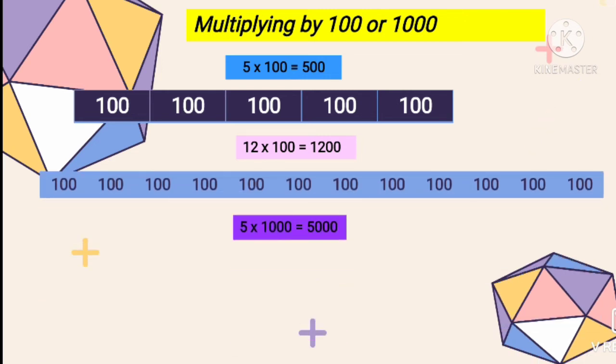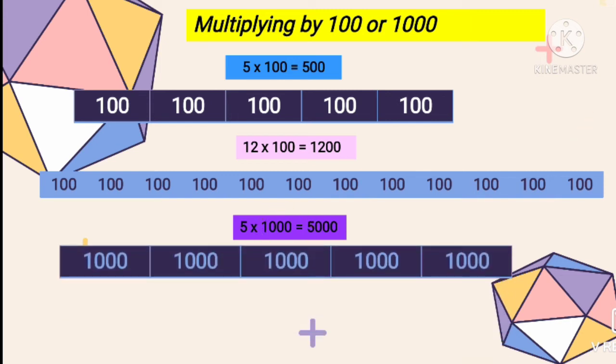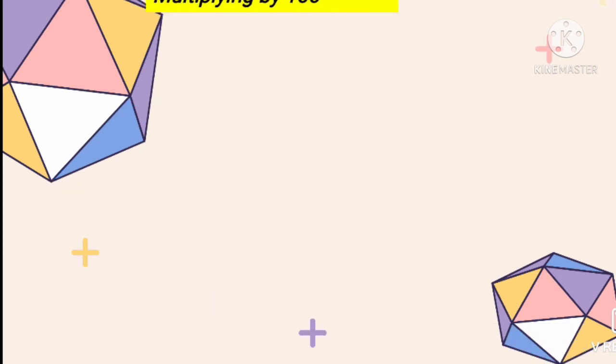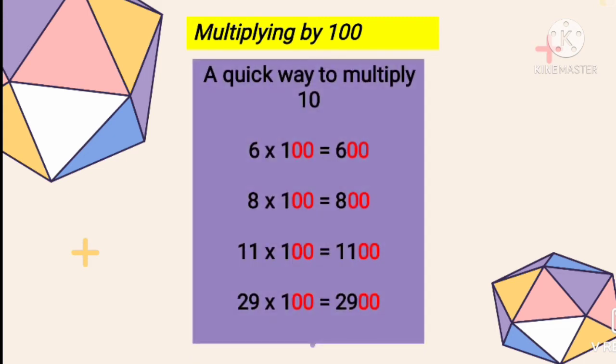1200. Now, 5 times 1000. It means you write down 5 and add with 3 zeros because 1000 has 3 zeros on it. So the result is 5000. Now 7 times 1000. You write down 7 and you add with 3 zeros because 1000 has 3 zeros. So it becomes 7000.